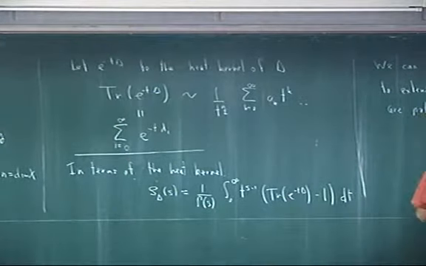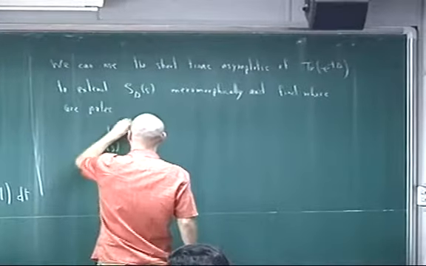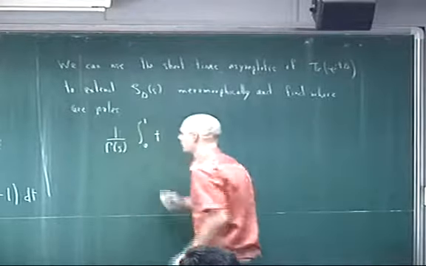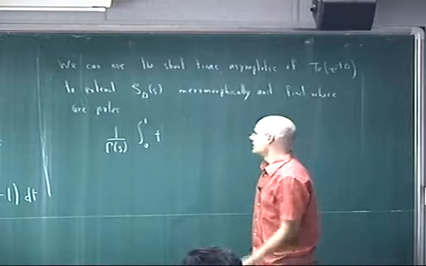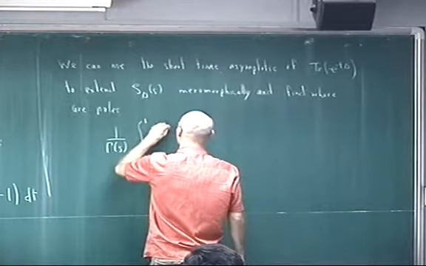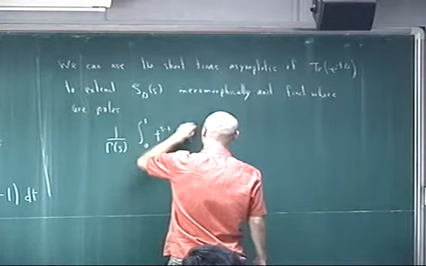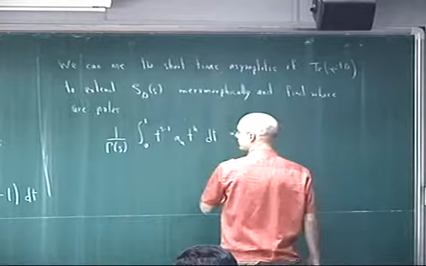Okay. So if you compute 1 over gamma of s, I'll restrict just to the integral from 0 to 1, because the integral for large t doesn't really affect the result. And if you have a term of this form, t to the k dt, you can just integrate.